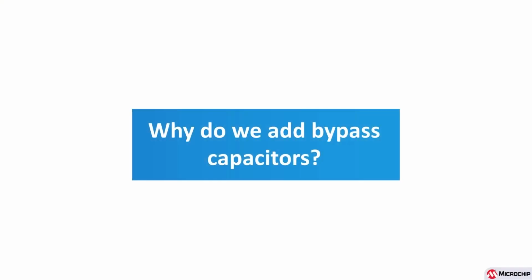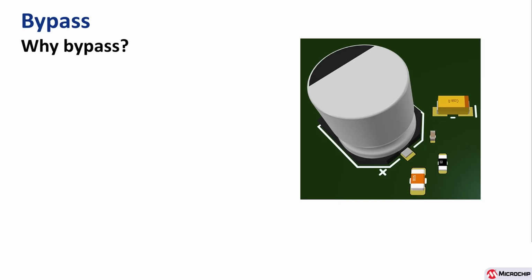Bypass. So why do we add bypass? Well, we're trying to reject noise. That's what bypass capacitors are for. They take that excess energy and shunt it so that we don't have to deal with it. Or it takes a reservoir of power energy to feed temporarily at very high frequencies into our device.